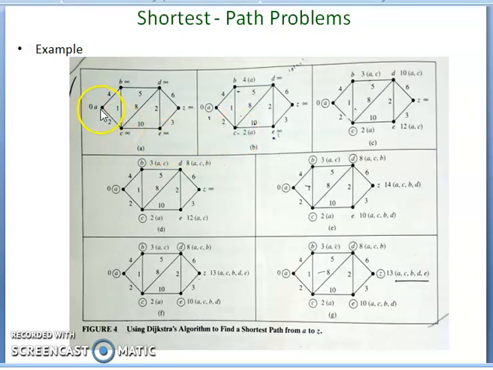Whenever you are at one vertex, you should update the length of the adjacent vertices. How do you update that? The length of the previous vertex, 0, plus 4 is compared with the length of B, which is infinity. 0 plus 4 is less than infinity, so you update with the lesser value. Hence B is updated with 4 from A.